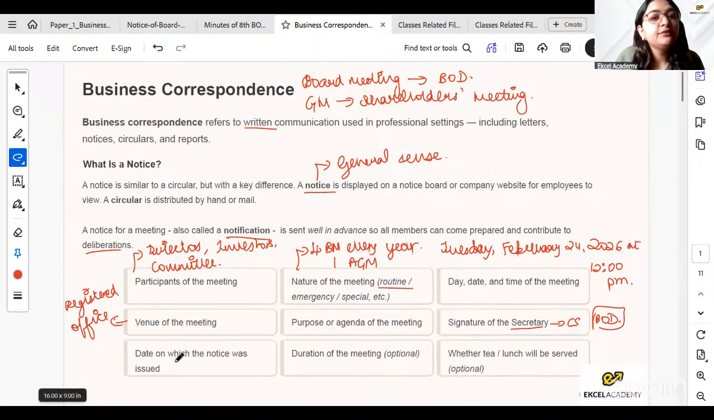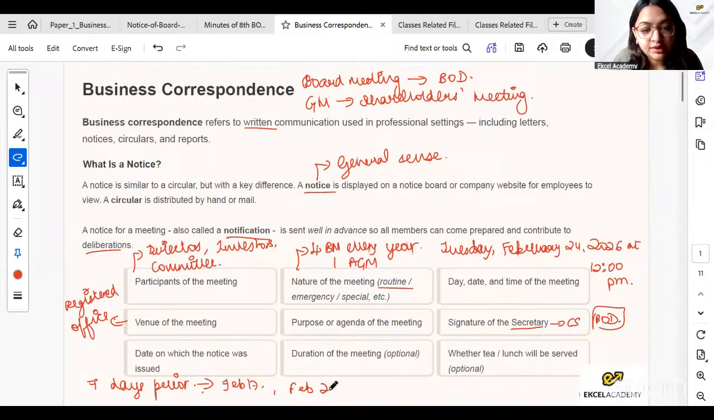Why is this important? For context, the Companies Act requires that for your board meeting, you need to send your notice 7 days prior. Let's say the meeting was on February 24th, then you should have sent the notice by February 17th. What happens if you send the notice after this? Let's say instead of February 17th, you are sending a notice for the February 24th meeting on February 20th. In that case, that meeting is said to be at a shorter notice. Then you specifically need to mention that this is a meeting at a shorter notice.